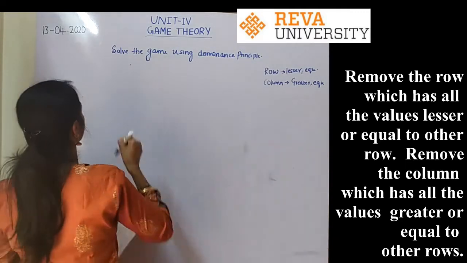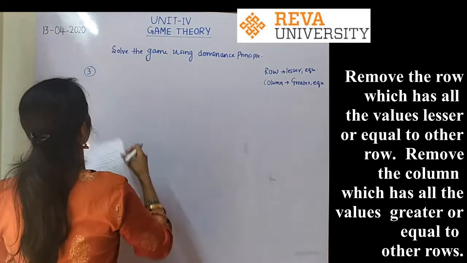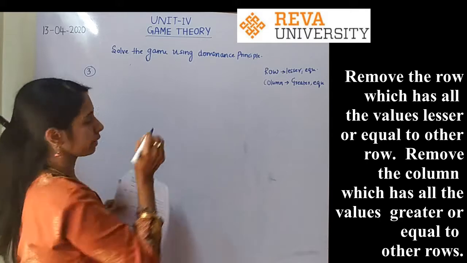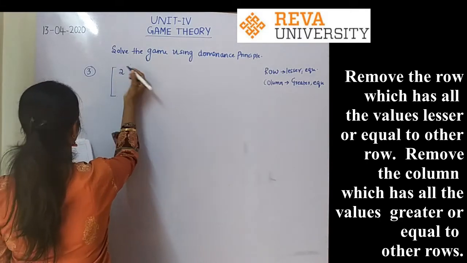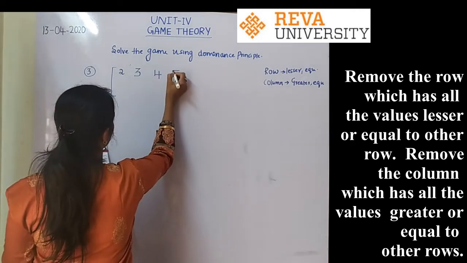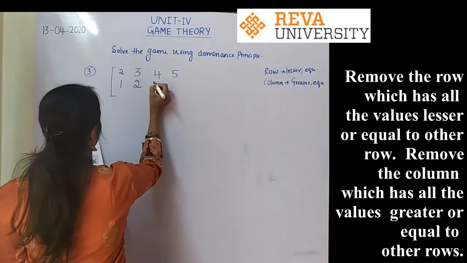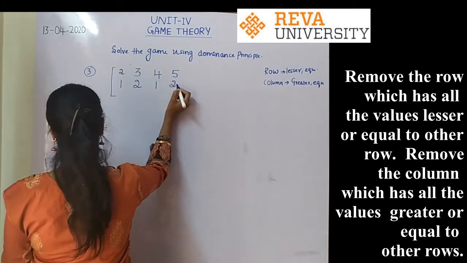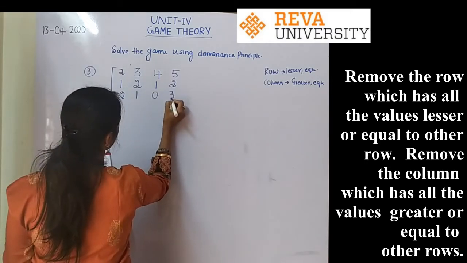The third problem is: the payoff matrix is given. The values are 2, 3, 4, 5, 1, 2, 1, 2, 2, 1, 0, 3.